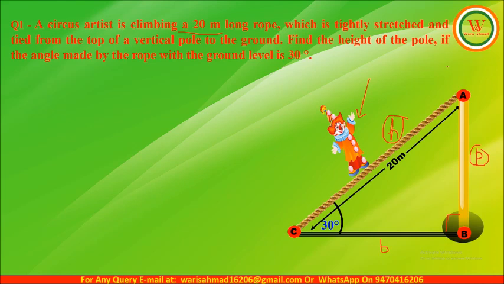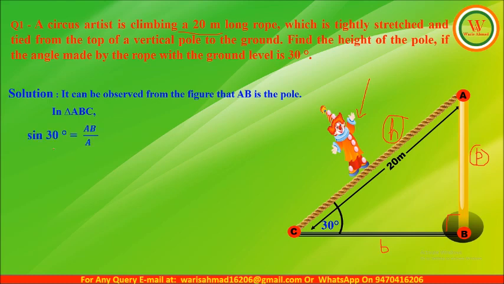So let us see the solution of this question. It can be observed from the figure that AB is the height of the pole, or we can say the length of the pole. So in triangle ABC, we can write sine 30 degree, because the measurement of the angle is given as 30 degree. Sine 30 degree will be equal to P upon H, means AB upon AC. We can write here sine 30 degree is equal to AB upon AC.